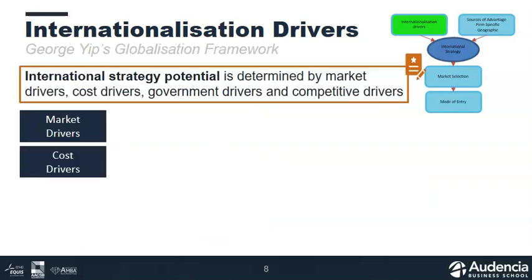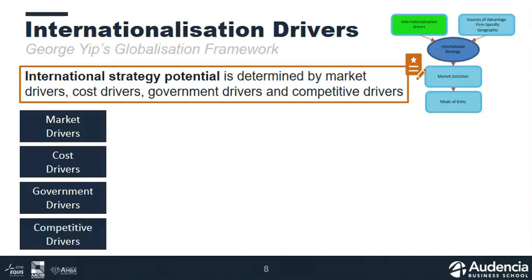So international strategy is determined by market drivers, cost drivers, government drivers, and competitive drivers. This was a globalization framework defined by Professor George Yip. What we're going to do is go through these four different drivers that are pushing us or leading us into internationalization. This methodology allows us to identify and measure these different drivers and the advantages of going international, if you will.